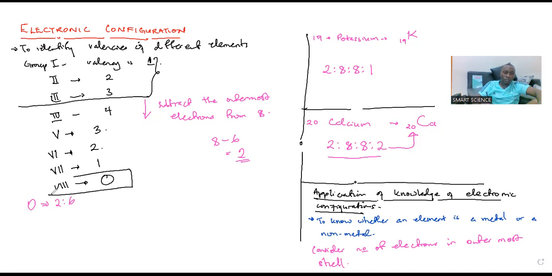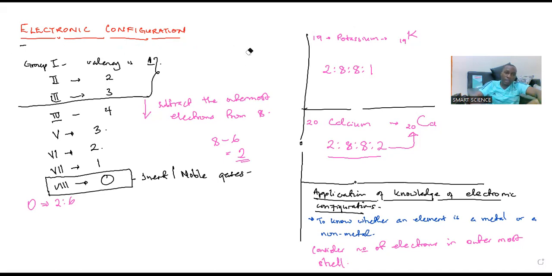Because of this, members of group 8 do not react. That is the reason why we say they are inert, or we call them noble gases. We give them a specific name. So that is to do with the valences of different elements, as valence is going to be the combining power of an element.